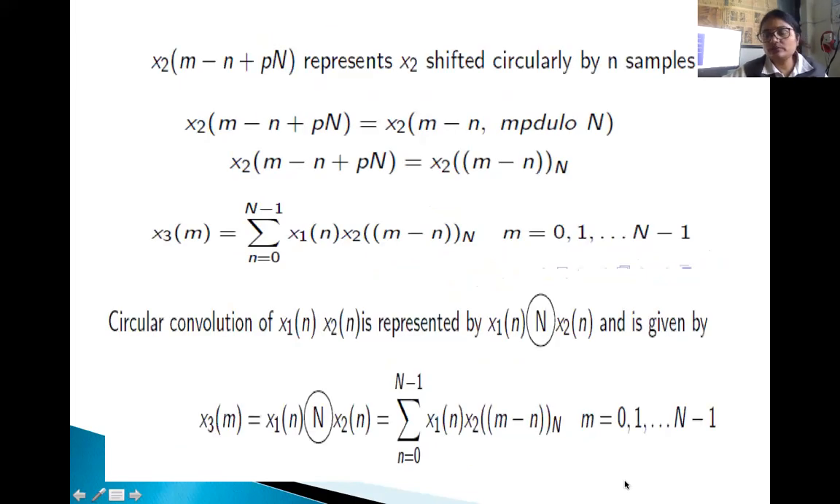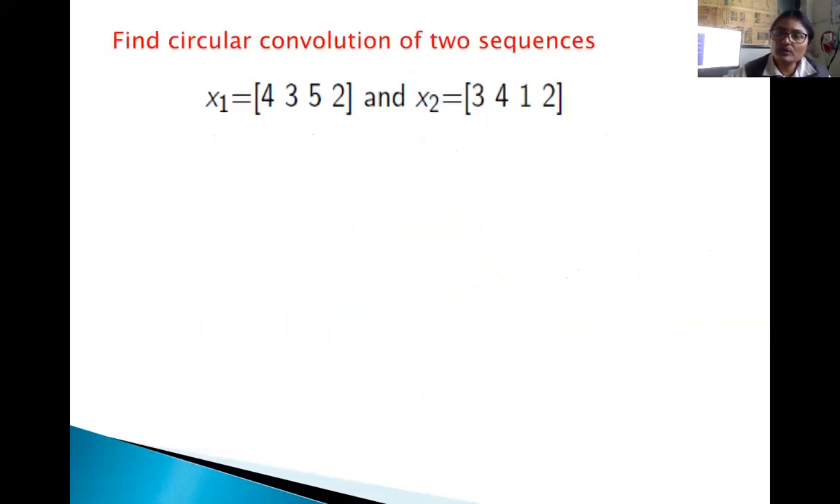Tomorrow what we'll do, we'll solve problems based on circular convolution. Okay. We'll stop here for today's lecture.